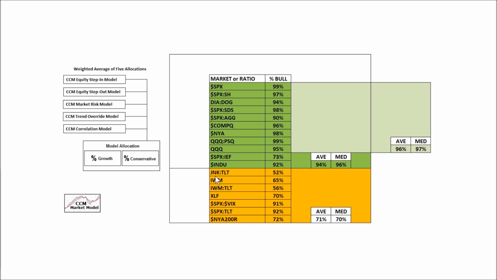If I take a broader brush stroke and I start to move down towards the cracks, so you can see here, credit spreads, junk bonds relative to treasuries, only 52% of the answers are coming back bullish. Small caps have been weak lately, 65%. Financials have been a little bit weak, 70%. But you'll notice those are on the bottom end of the table. These cracks here may start to move up this chart. The more deterioration we see here, the more meaningful it becomes.